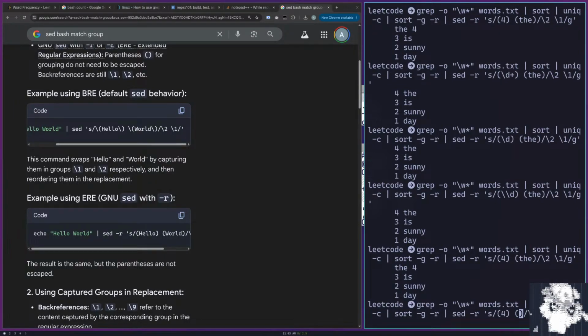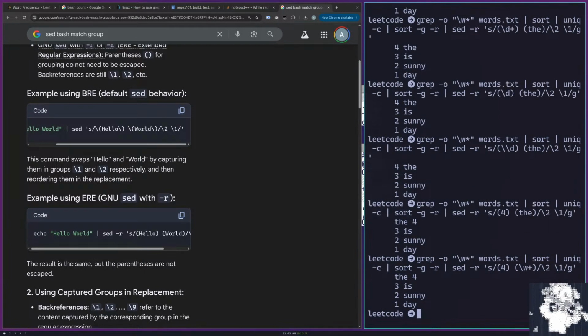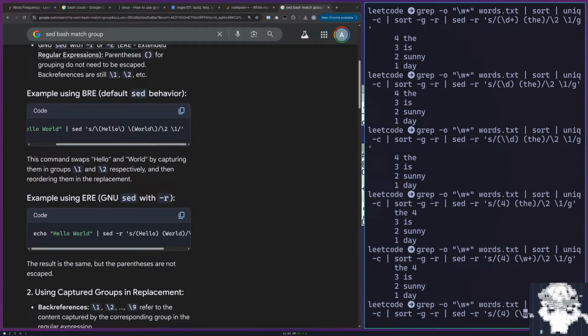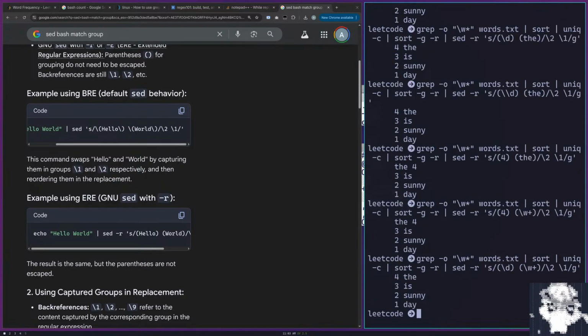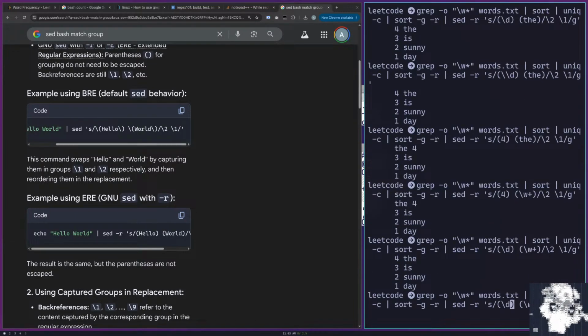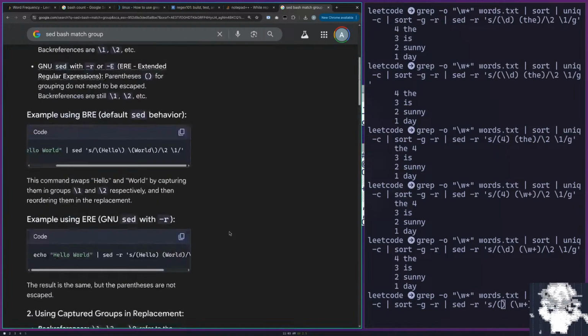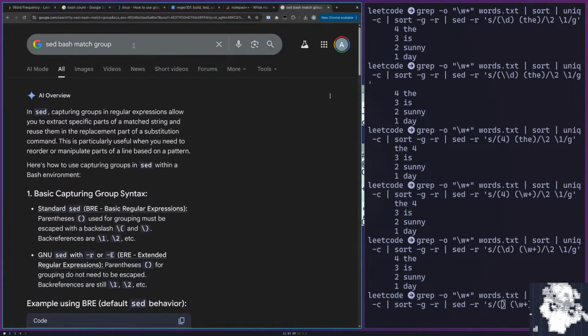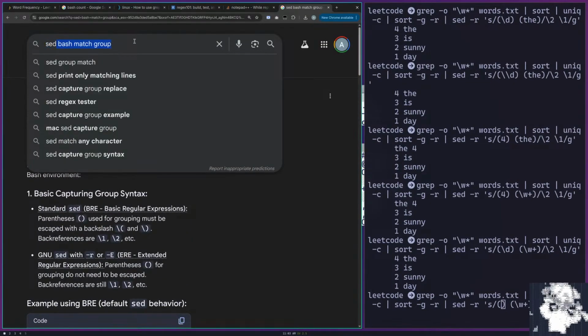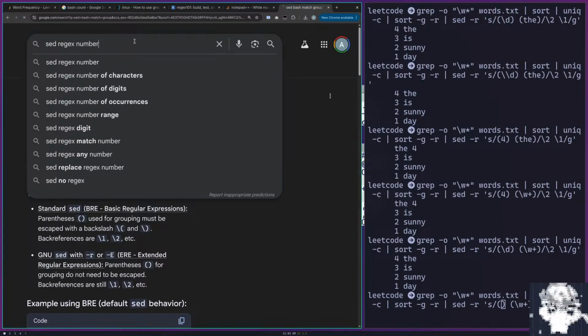Okay, what about instead of the, it's many, it's a word. That works. Okay, so is /d just not a thing in sed regexes? Sed regex number.